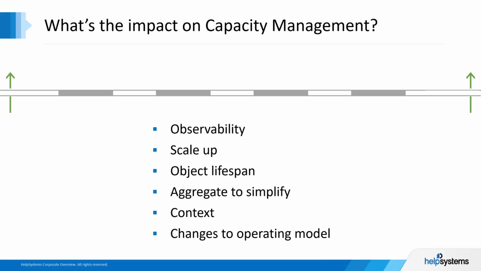You also need to be aware of the shorter lifespan of containers. So the frequency of your data collection and how long you actually save the data, etc., will be impacted by that. Since you have more components and it's more fragmented, you need to aggregate things up to a level where it makes sense. You need to provide context to that fragmented picture, and then there are most likely some changes to your operating model, due to the adoption of containers, that you need to be aware of and take care of. So let's move into those.